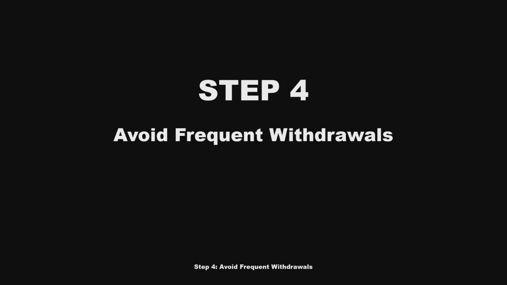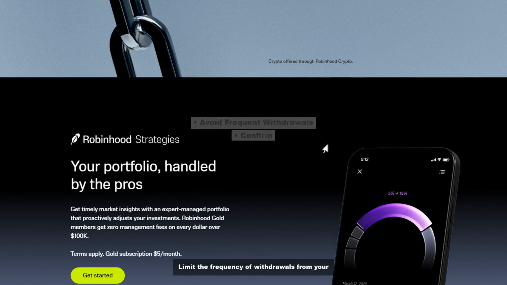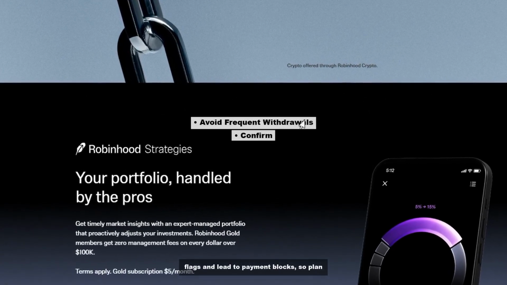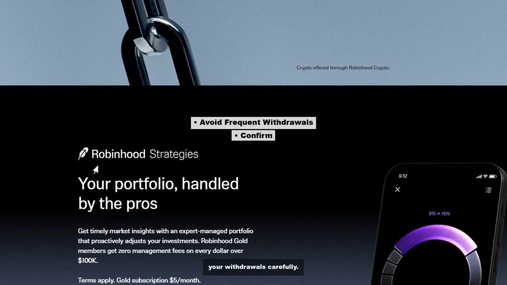Step 4. Avoid frequent withdrawals. Limit the frequency of withdrawals from your account. Frequent transactions can raise red flags and lead to payment blocks, so plan your withdrawals carefully.